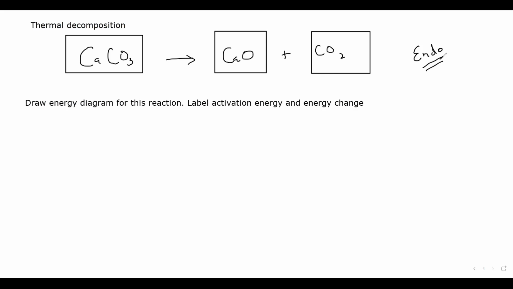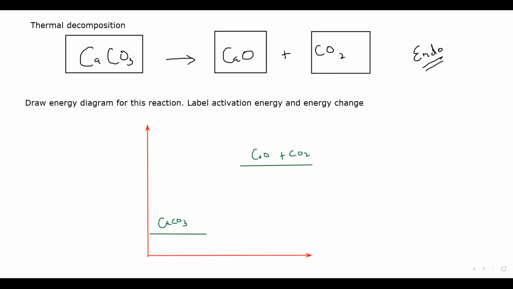Endothermic means it absorbs energy. So when we draw the energy profile diagram, we have to draw it for endothermic. In an energy profile diagram for endothermic, the reactants have low energy and the product will have high energy. So what is the reactant here? Calcium carbonate is the reactant. And what are the products? Calcium oxide and carbon dioxide are the products.